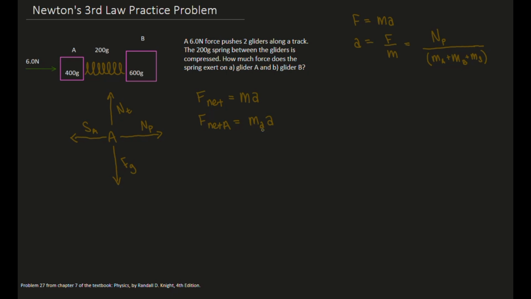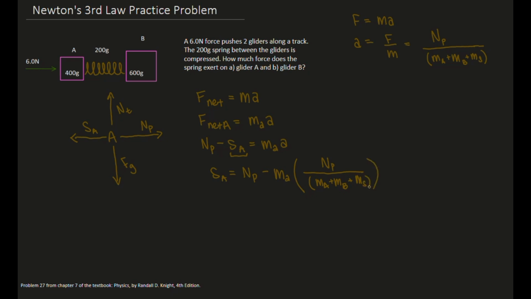And this F net, again we just care about the horizontal components, is going to be the normal force from the push minus the spring force of A, because direction here matters. And that is equal to the mass of A times acceleration. So we just solve this because this is what we're looking for. S sub A equals the normal force from the push minus the mass of A times, instead of writing acceleration, because we found the equation for acceleration, the normal force from the push over the mass of A plus the mass of B plus the mass of the spring.